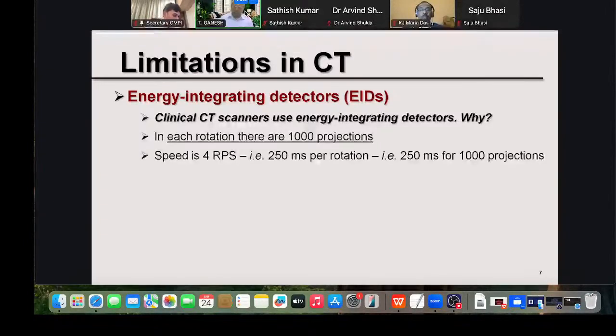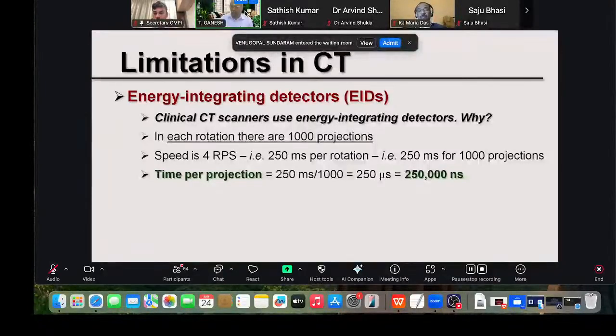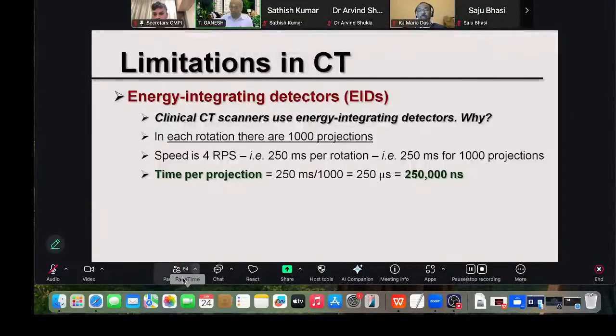Now, the speed of the X-ray tube or the gantry is about 4 RPS, 4 rotations per second. That means per rotation it takes 250 milliseconds. So in 250 milliseconds, there are 1,000 projections. The time per projection we can calculate to be 250 microseconds, or 250,000 nanoseconds. That's the time per projection.